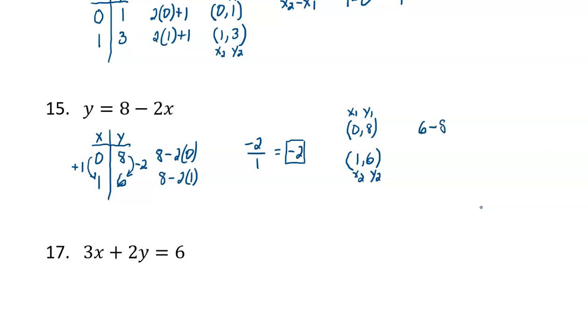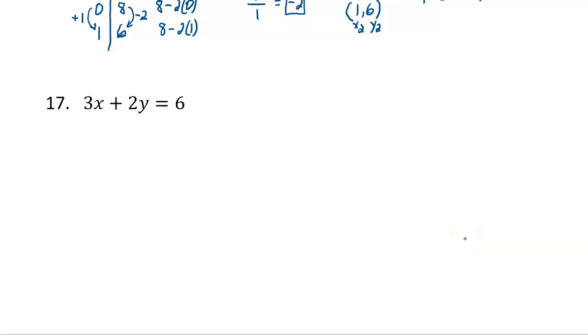6 minus the 8 divided by 1 minus the 0. This is -2 over 1, which is -2. So notice that once I fill in the xy table, I can get my slope by looking from one row to the next row. It's not necessary to rewrite the numbers in parentheses and then apply the formula.